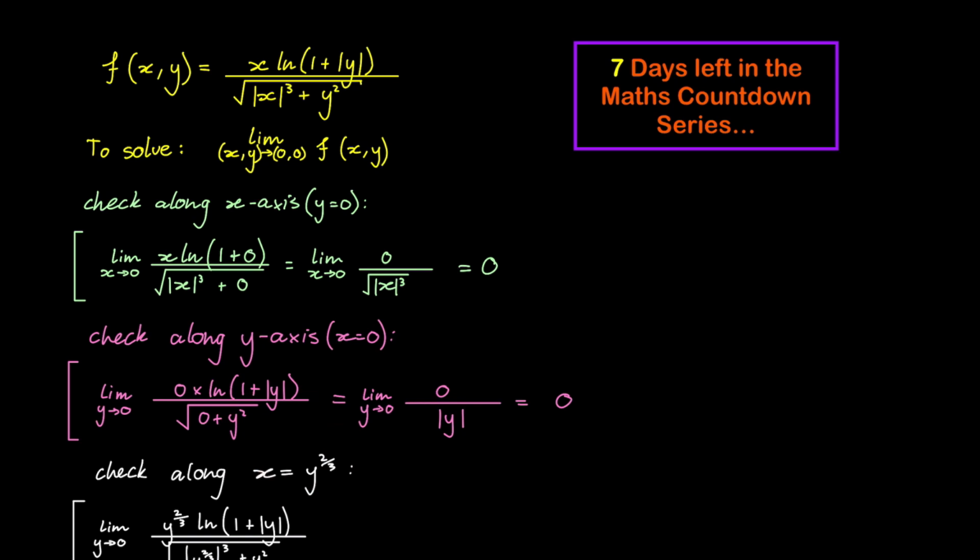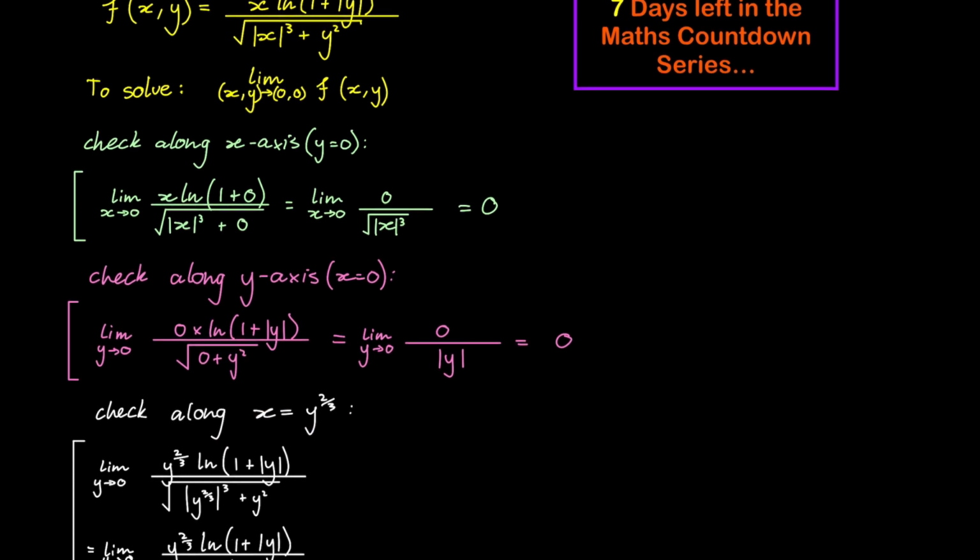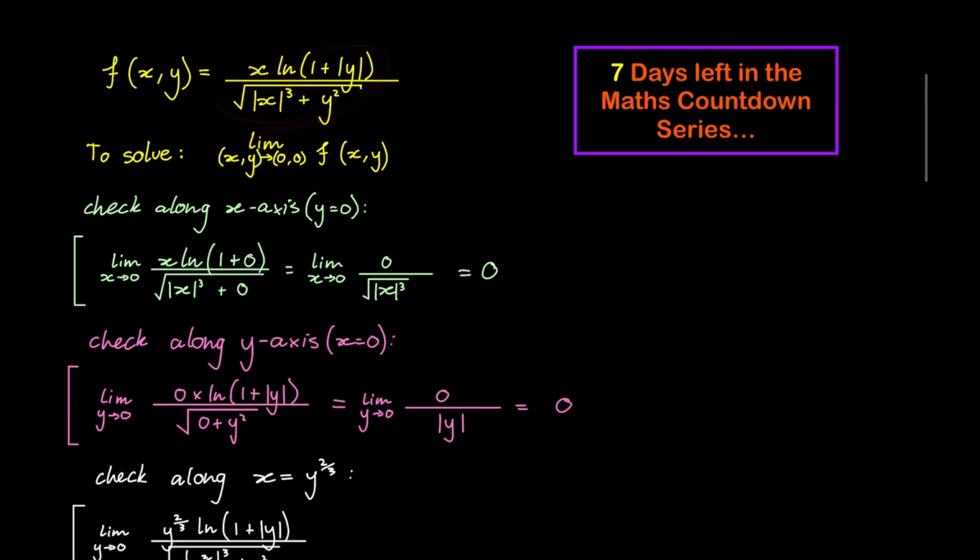It's just so that you get an idea. And as a general guide, I would suggest you check it along 3 lines. Okay, so checking it along this third line, which is x is equal to y to the power of 2 over 3, we substitute now y to the power of 2 over 3 for all our x's in this function.